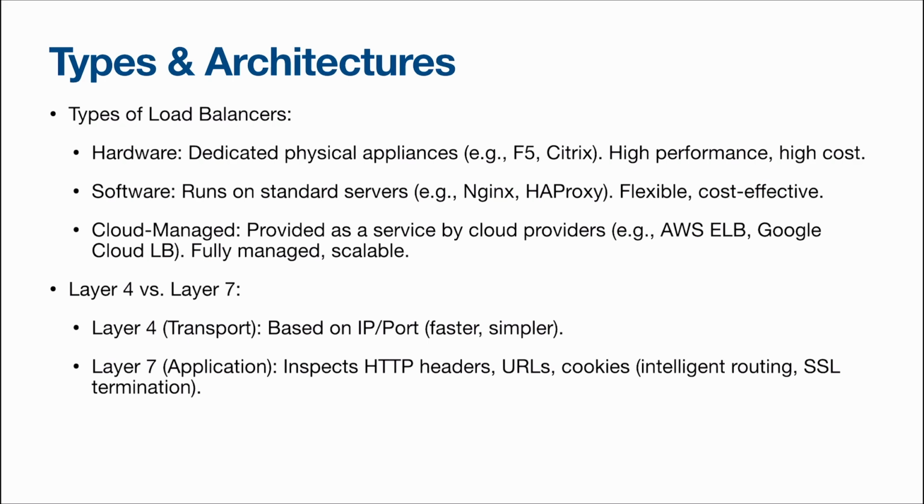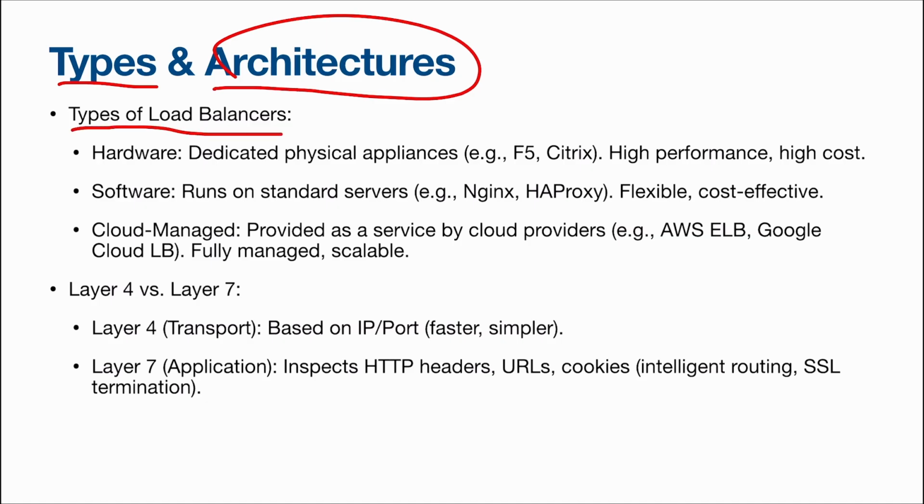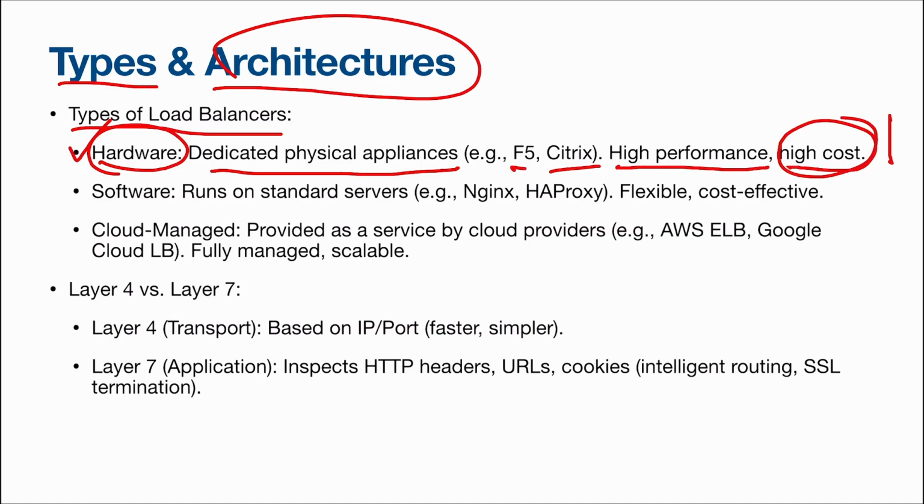So let's talk about some types and architectures of load balancers. So what are the types of load balancers? So we can have load balancers at hardware level. So what are these load balancers? They are dedicated physical appliances that are connected to the servers. For example, we have F5 and then Citrix NetScaler, and they deliver high performance, but they are also very costly.